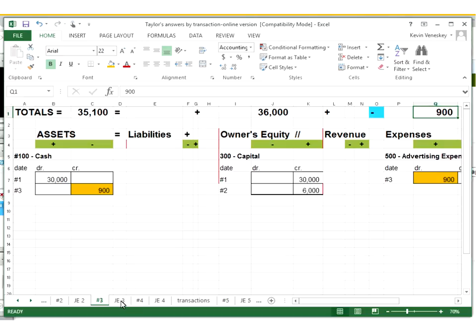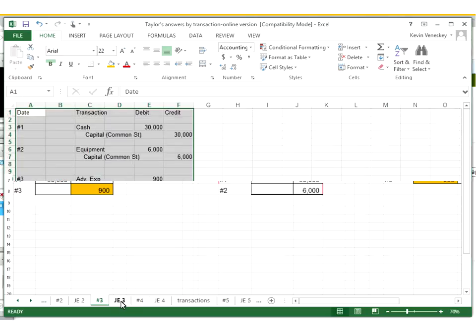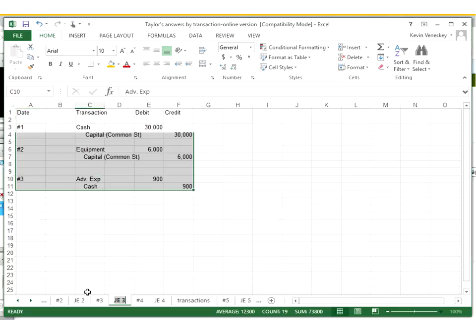We now go on to our journal entry. We're going to show a debit to our advertising expense. Debits are always, remember, up against the edge. And we're going to credit our cash because we spent the money.